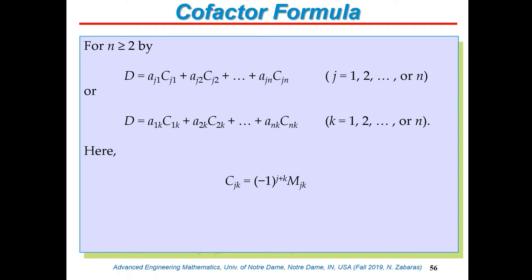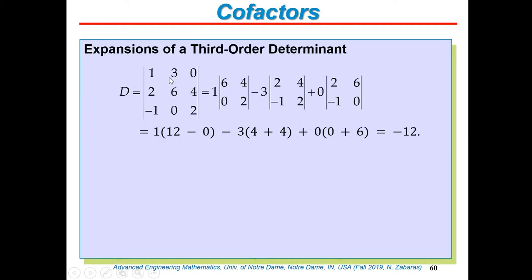And of course, the recommendation here is if you have a big matrix with lots of zeros, you select the row or the column where lots of these entries will be 0, so you have to do as few calculations as possible. All right, so I'm going to bypass a few slides because they summarize these formulas, and let me go to slide 60 to just show you an example in computing a 3x3 determinant using these cofactors.